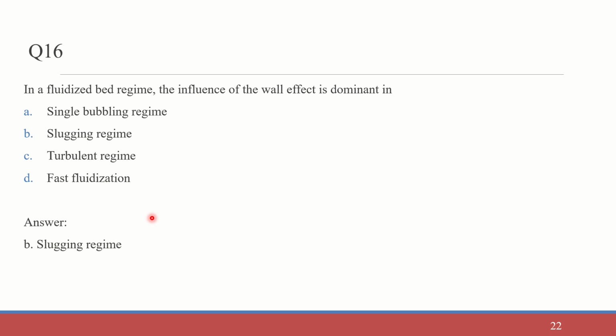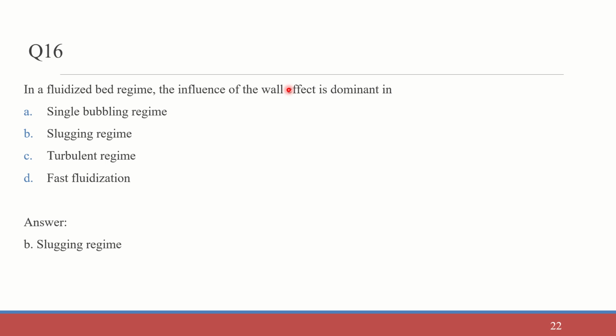While studying the fluidization regimes, we have seen how bubbles grow very large in slugging regime and almost reach the size of the column. If bubble diameter is greater than 1/3 of the diameter of the column, we say that the influence of wall comes into picture. So the wall effect is predominant in slugging regime because the size of the bubble is almost the size of the column. Those bubbles keep on increasing in size, therefore slugging regime is the answer.